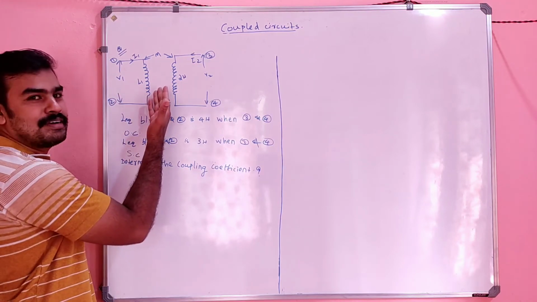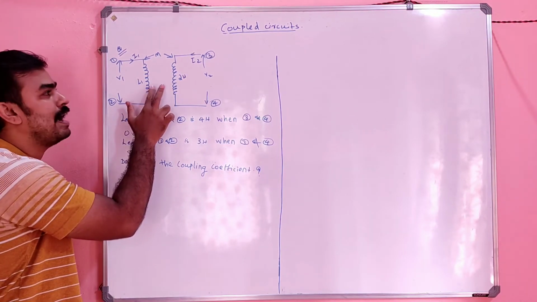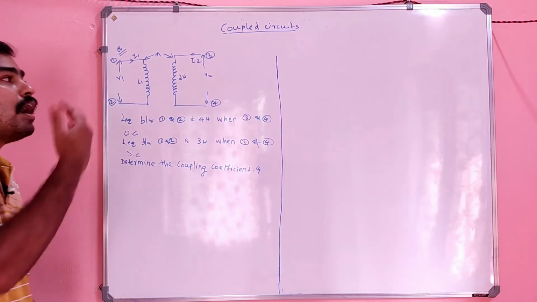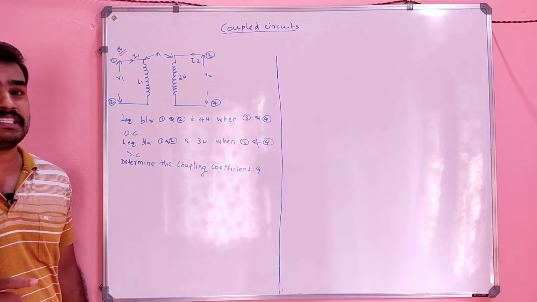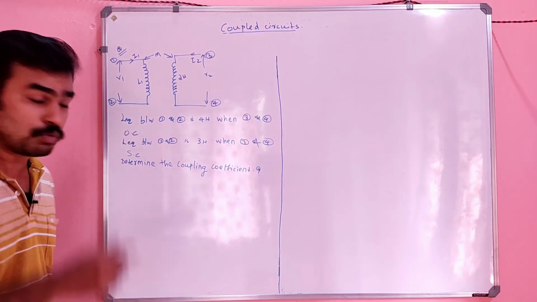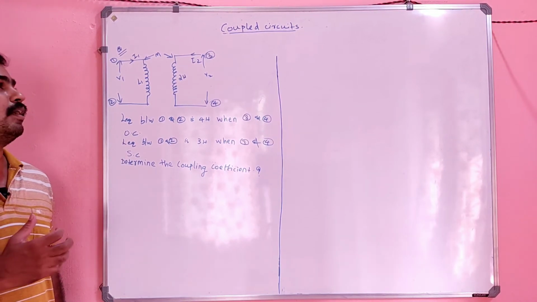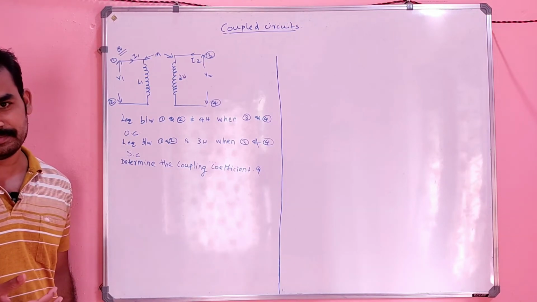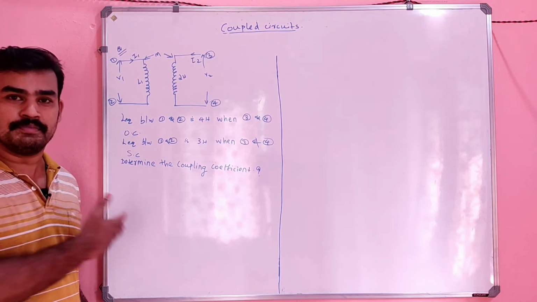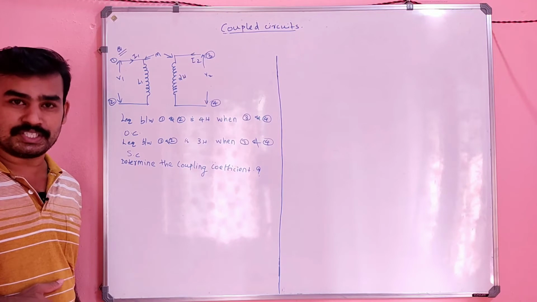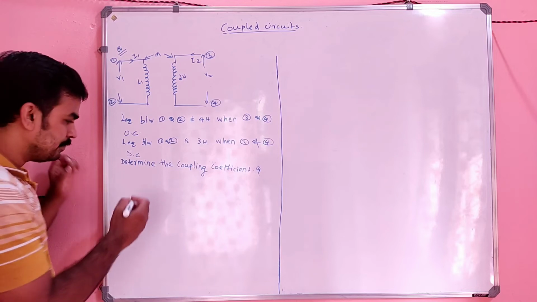So what is the way to connect the circuit into an electrically connected manner? This is magnetically coupled and electrically isolated. We can't directly proceed with this, but we can do something if the circuit is electrically coupled. What is the idea, or what is the conversion that we can use here? It is the T conversion that we studied in the previous session. How can we convert this into an equivalent T network?